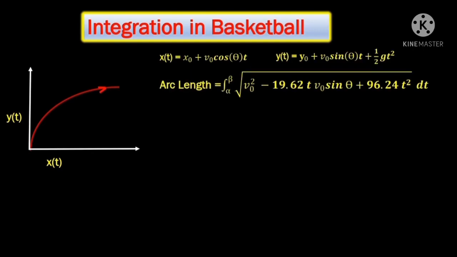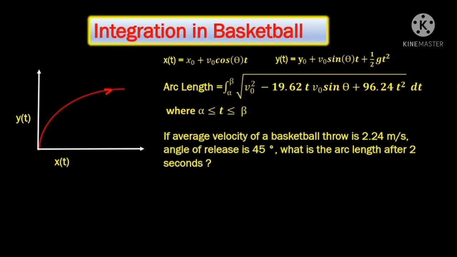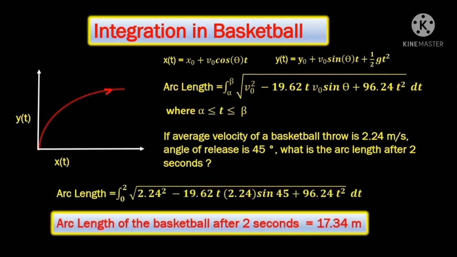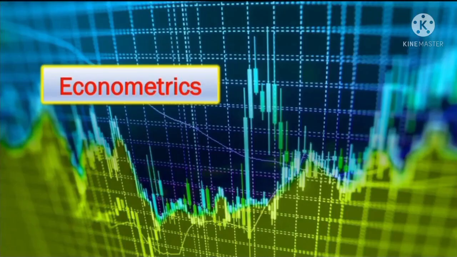velocity function and time. So friends, if the velocity of the ball is 2.24 meters per second at an angle of 45 degrees, then the arc length, say after 2 seconds, can be found by putting these values in the formula to get the arc length to be 17.34 meters. And friends, in this way, integration helps in giving important game-related statistics to improve the team and the player performances.